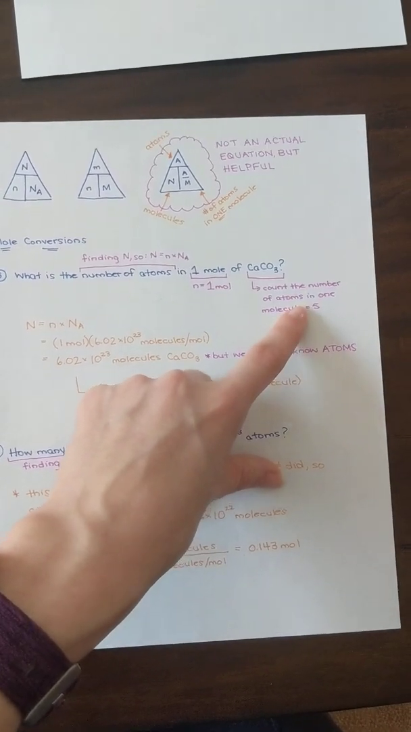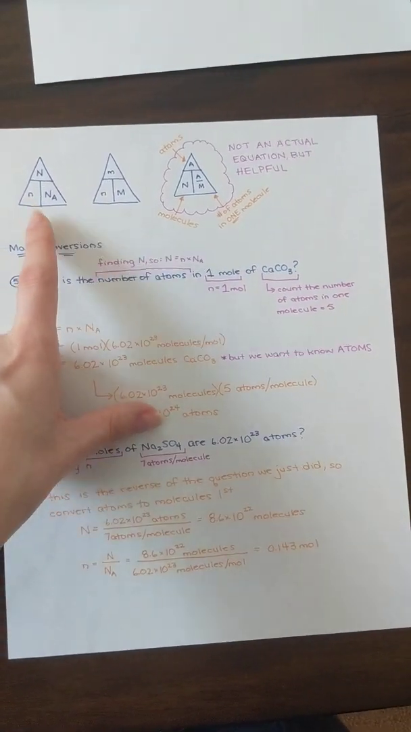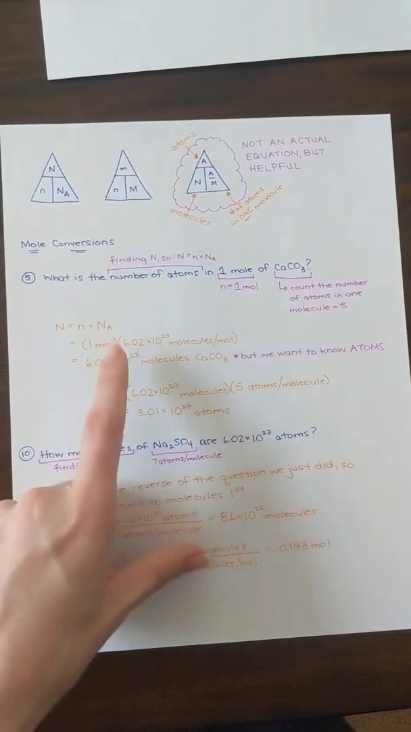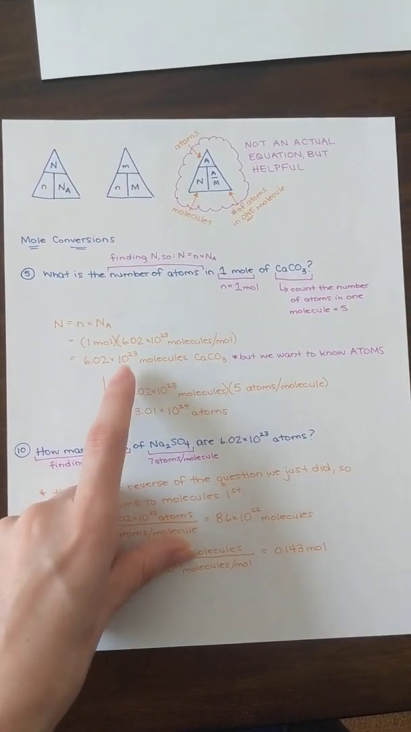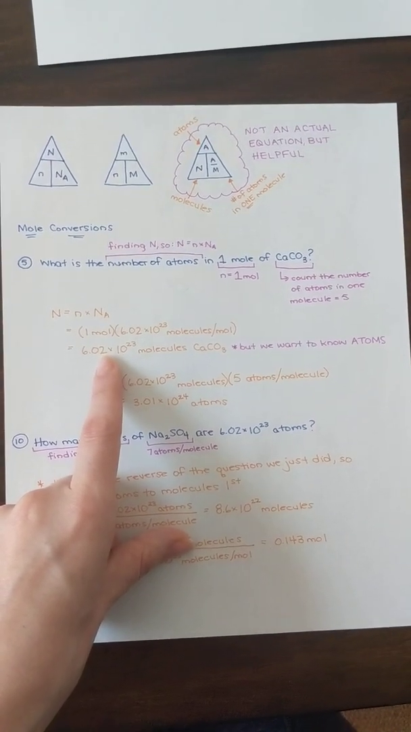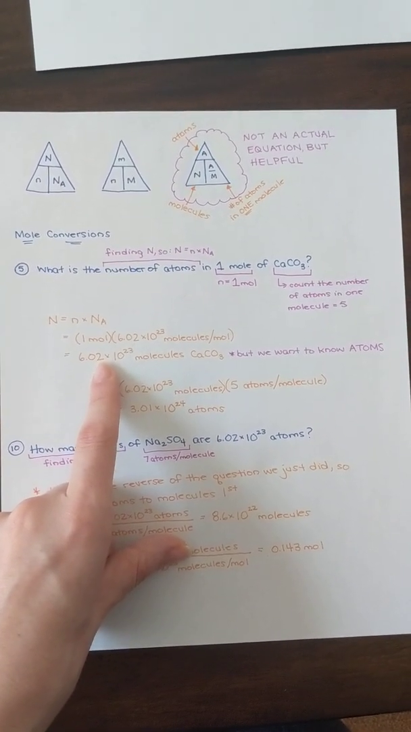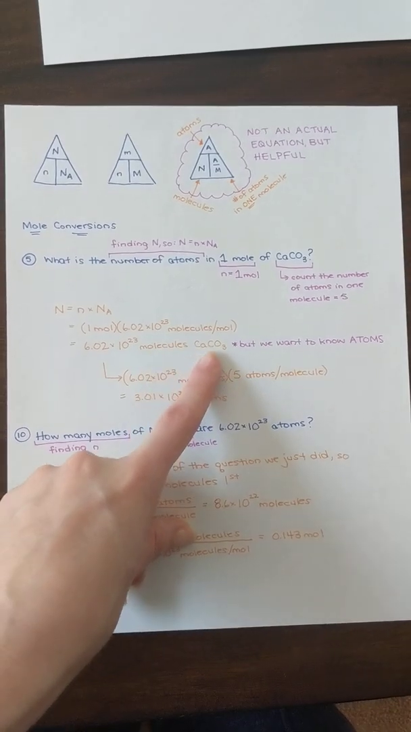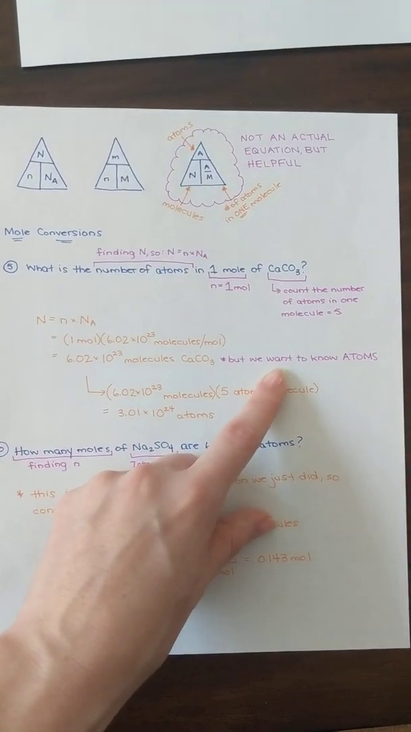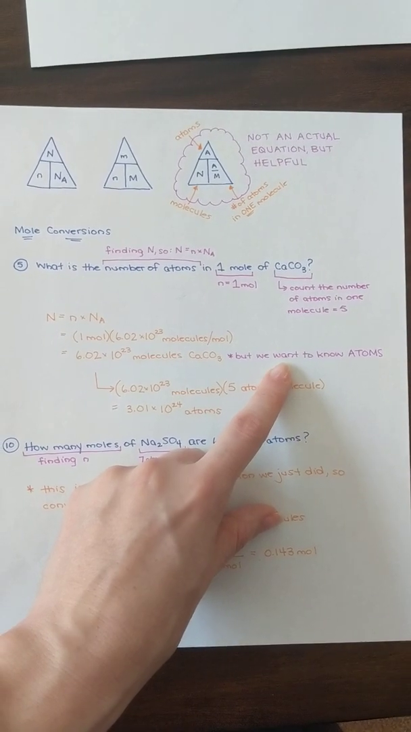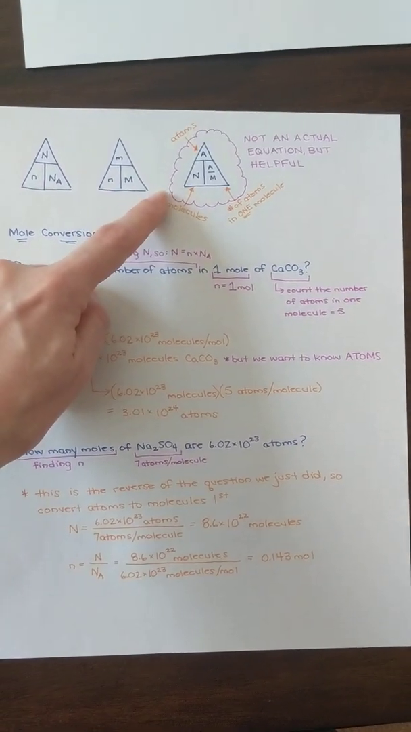Okay, so we know we're finding N. So we're doing moles times Avogadro. So that's our first step. We have 1 mole times Avogadro's number. Obviously the answer just ends up being 6.02 times 10 to the 23. We now know how many molecules of CaCO3 we have, but we want to know how many atoms are involved in that. So that's where this third triangle actually comes in.